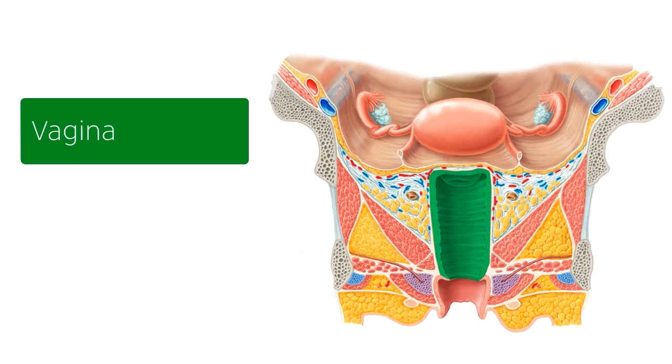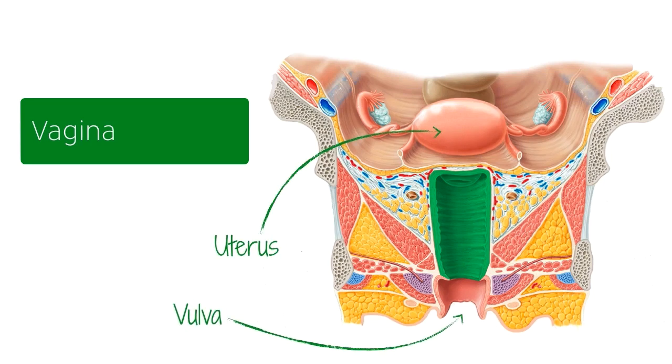And it's roughly about 8 to 10 centimeters long. And the vagina has multiple roles, facilitating not only sexual intercourse, but also menstruation and childbirth. And as we can see in this image, the vagina is located between the uterus and the vulva.